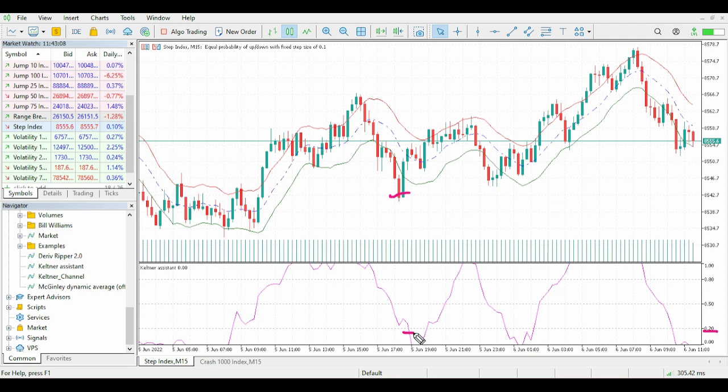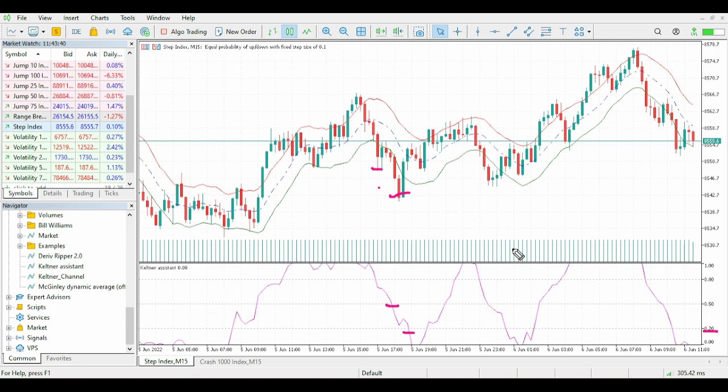But let us say you entered a trade over here. If you entered a trade over here, let us say you bought, and probably you set the stop loss over here, your trade would have been closed because price was still just above the 0.5 level. So for you to be able to minimize the unnecessary losses, always wait until price crosses above the 0.2.